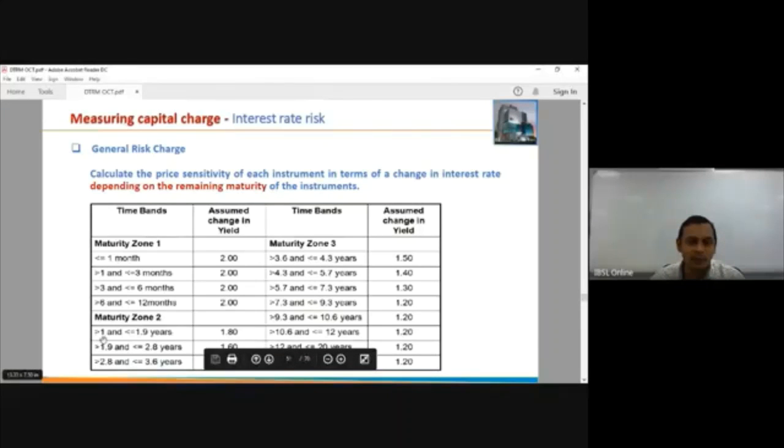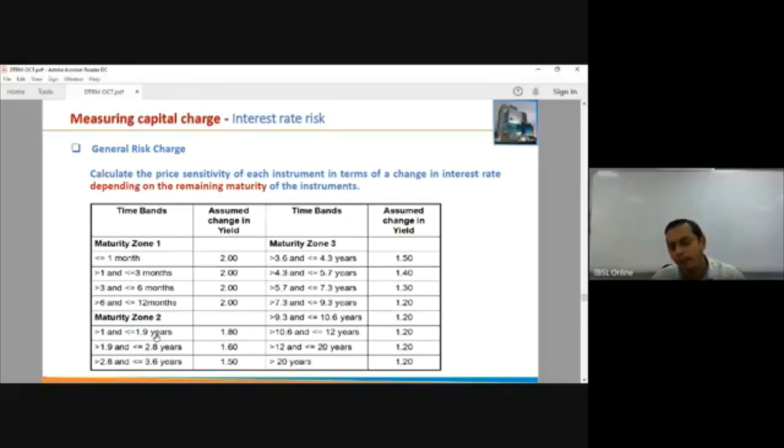And if it is between 1 year and 1.9 years, the remaining maturity, we are not going to consider the period already passed. Since this is based on mark-to-market value, we always focus on the remaining maturity of the instrument. What is the remaining maturity? If the remaining maturity is between 1 year and 1.9 years, the assumed change is 1.8%. Similarly, for different maturity buckets, the regulator has specified the assumed change.